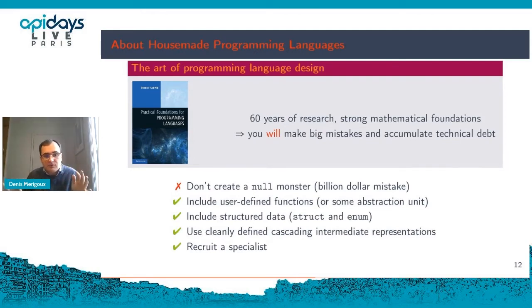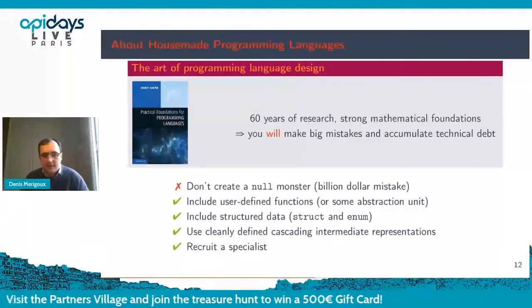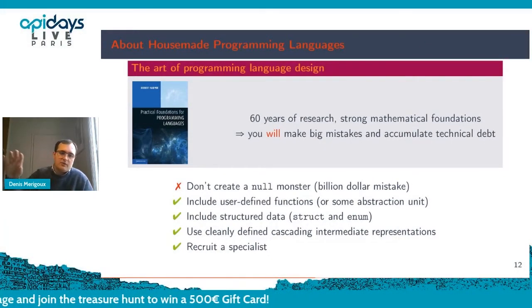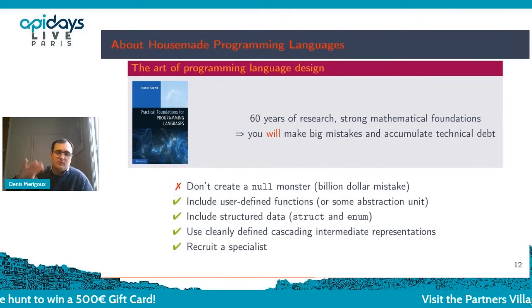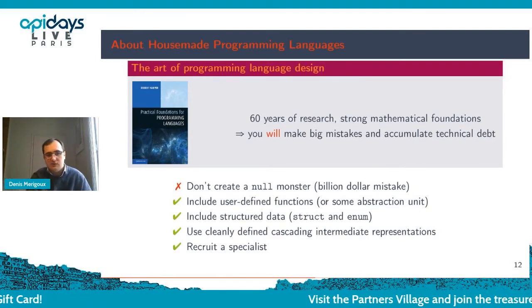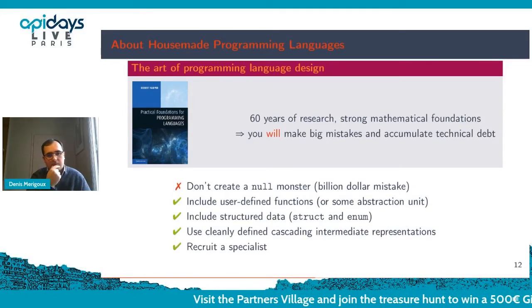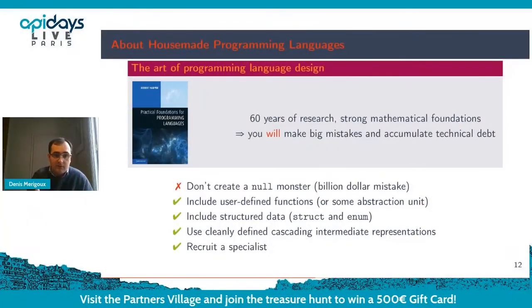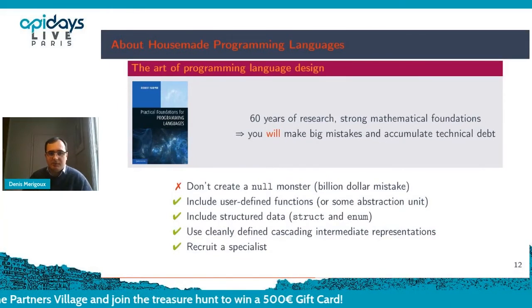Please include user-defined functions. Don't assume that you don't need functions. You will need functions or some kind of abstraction, so please include them. Implementing them right is difficult, but it can be done. Include structured data, like structs or enums, for the user to be able to structure their data and not just rely on atomic data types. Inside your compiler or interpreter, use cleanly defined cascading intermediate representations. If this sounds like Chinese to you, then I would highly recommend that you recruit a specialist in those kinds of things before venturing into that implementation.